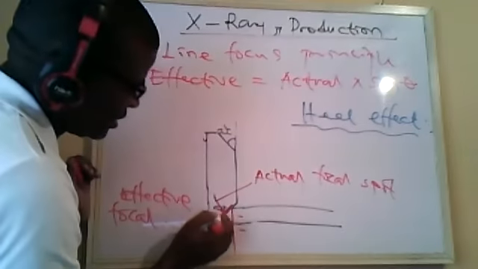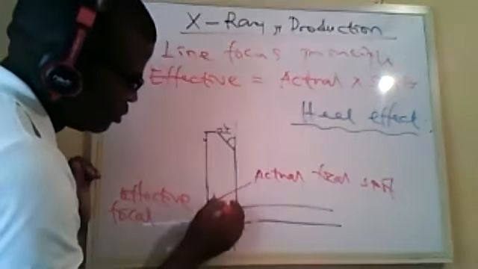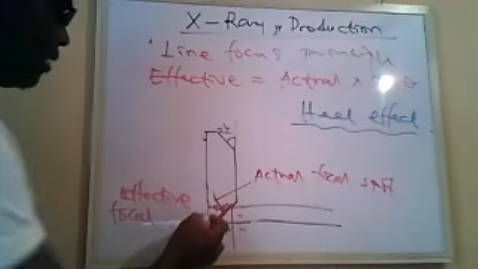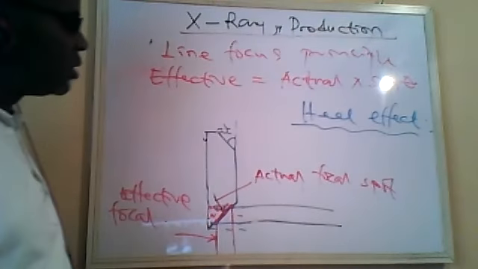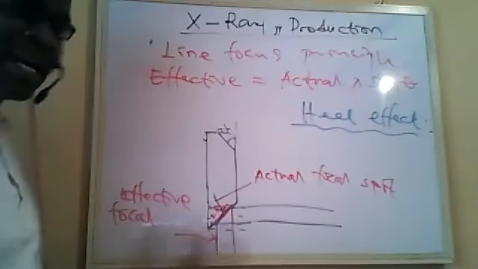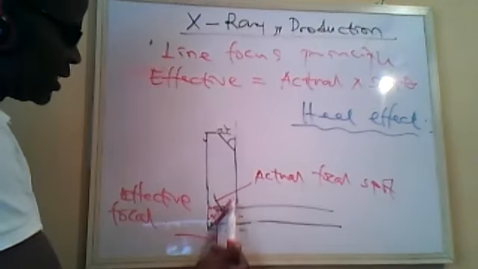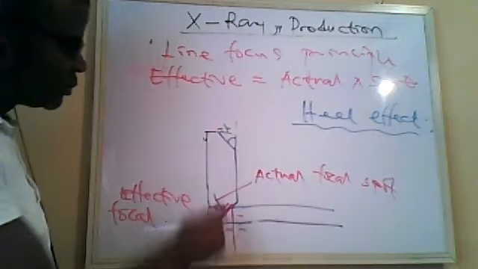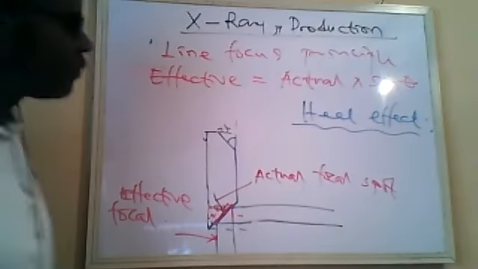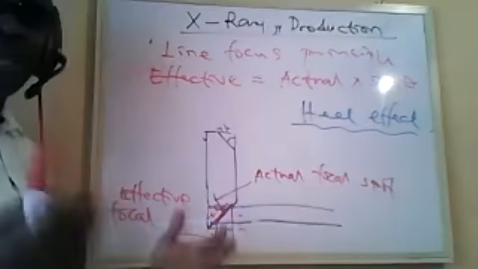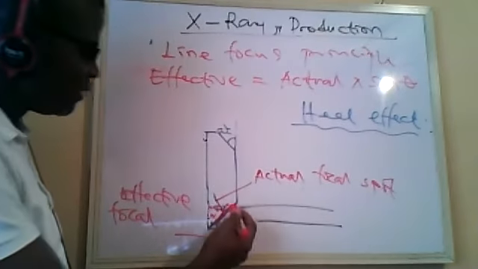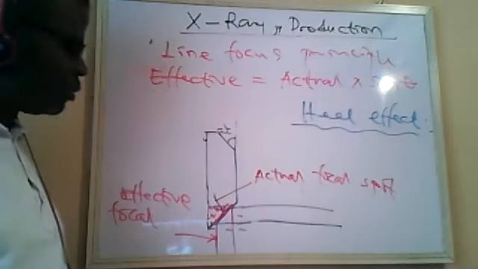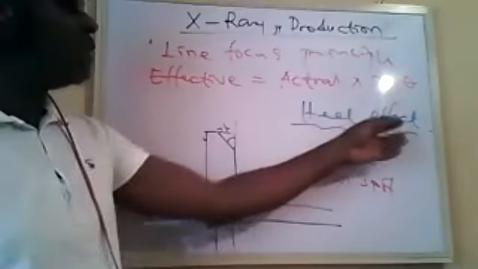Some electrons will interact deep down here, some very close here, some deep down. Because of this, we are going to have different intensity of X-ray energy because the electron interactions happen at different sites inside the anode. The ones that travel far before interacting have lesser energy, whereas the ones that travel a minimal distance inside the anode before interacting have maximum energy. So that is the heel effect.